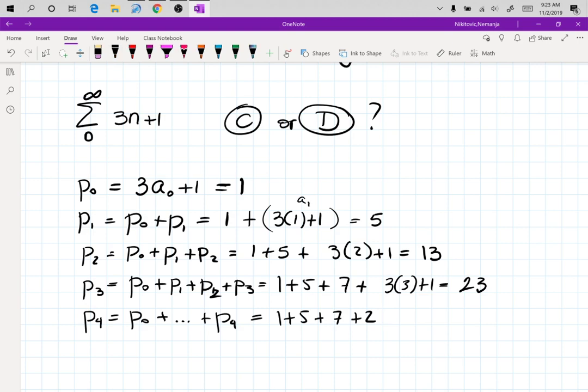Yeah, you said P2 equals 13. No. Oh, you're saying, because plus 7 would be the 2 inside. What the hell am I... Oh, these are not P's, these are a's. Holy nightmare.